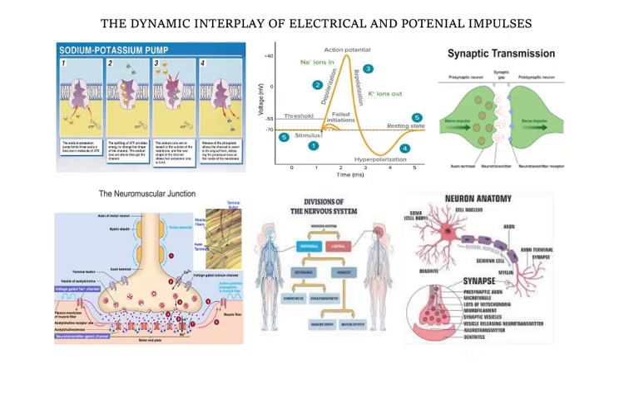In summary, the sodium-potassium pump, action potential, synaptic transmission, and the neuromuscular junction are interconnected processes vital for neuronal communication and muscle contraction.